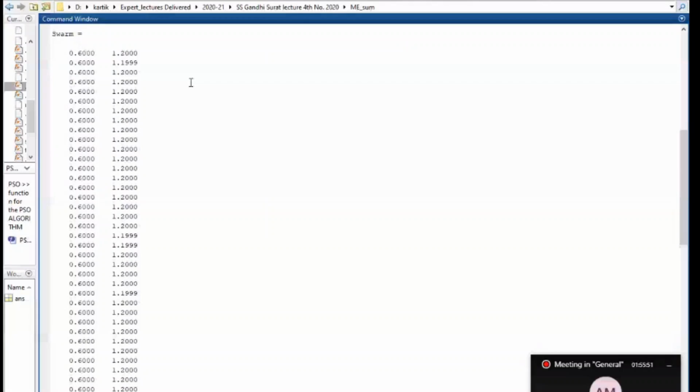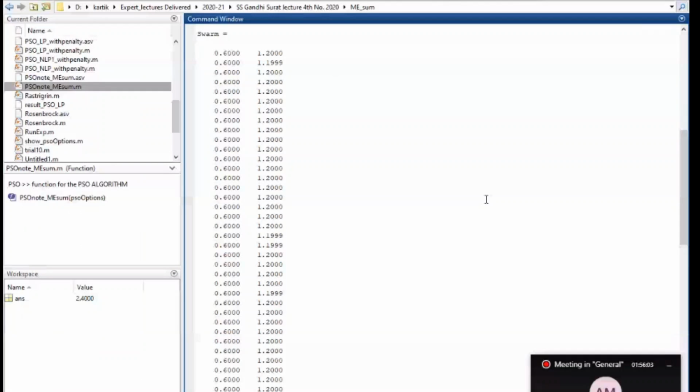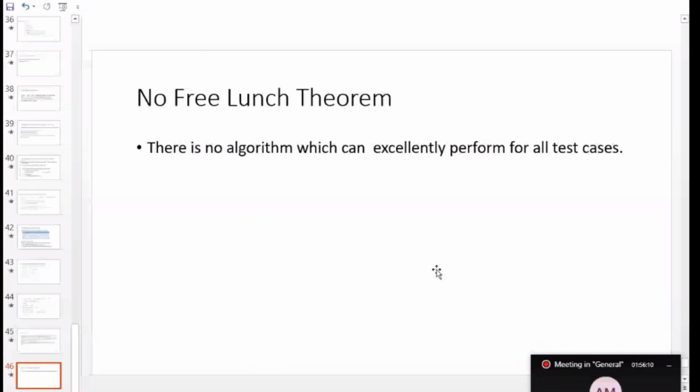Okay, so this is all about the application of PSO in unconstrained optimization as well as constrained optimization. So this is all about PSO. If you have any query, you can ask me, or you can email me if you wish.